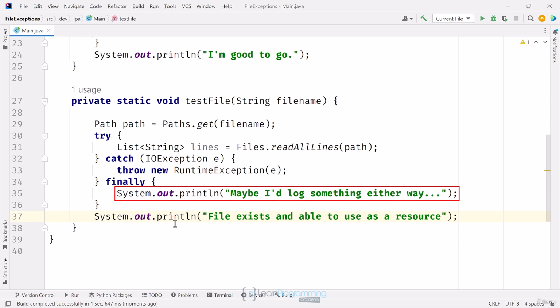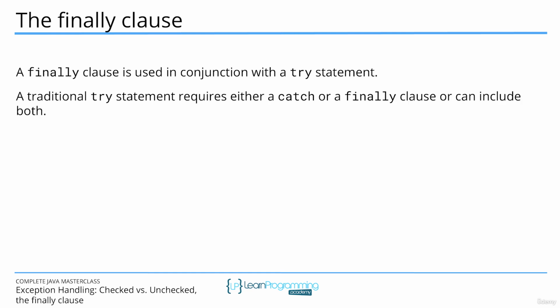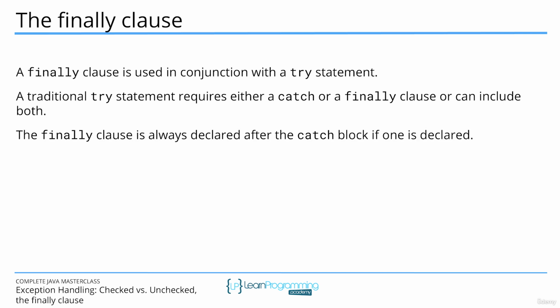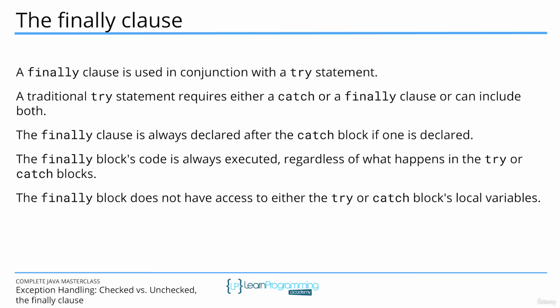A finally clause is used in conjunction with a try statement. A traditional try statement requires either a catch or a finally clause, or can include both. The finally clause is always declared after the catch block if one is declared. The finally block's code is always executed regardless of what happens in the try or catch blocks. The finally block does not have access to either the try or catch block's local variables.